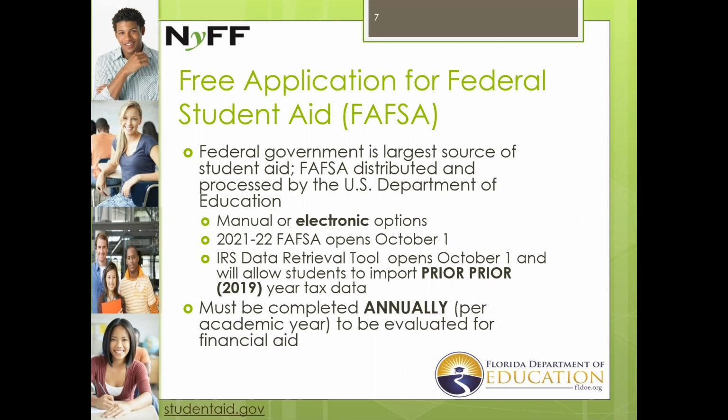FAFSA years run from July 1st until June 30th of the following year. So anybody who is planning to attend college the next fall, a year from now, is going to have to complete a 2021-2022 FAFSA, which opens up this October 1st of 2020, and it will be based off of 2019 tax returns. So keep in mind, anytime you want financial aid, make sure you have a current FAFSA on file.